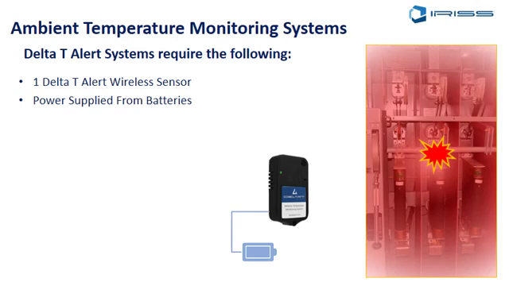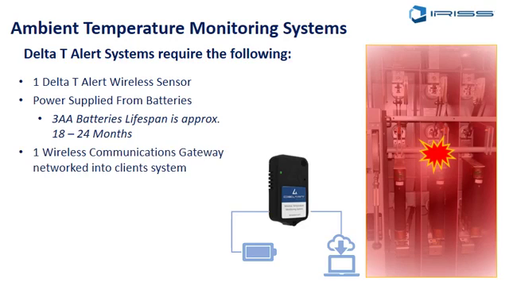Now, we have two versions: a battery version and a powered version. The battery version has 3 AA batteries, which will have a lifespan of approximately 18 to 24 months, and this is a 24/7 monitoring system. So you're going to get almost 2 years out of a set of batteries, depending on how many hard measurements you make a day, which is significant.